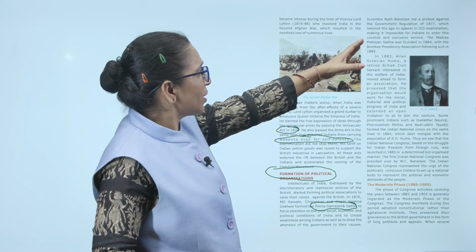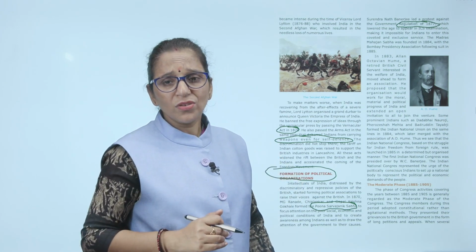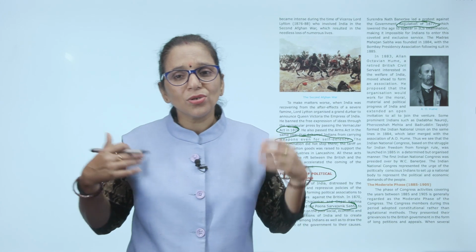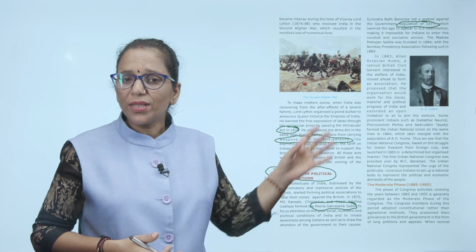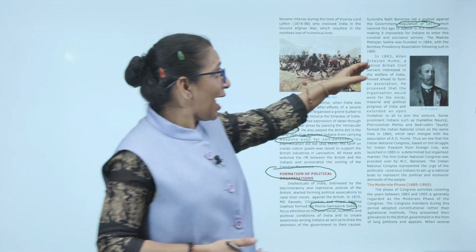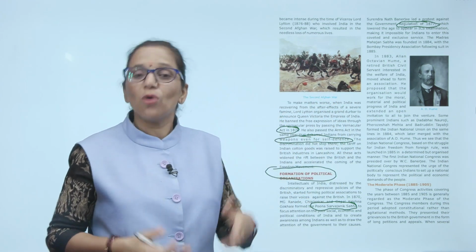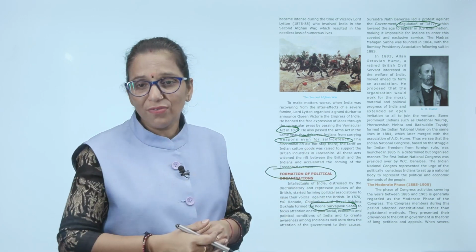Now Surendranath Banerjee led a protest against the Government Regulation Act of 1877. This was another act, the Regulation Act, which lowered the age to appear in the ICS exam. This is very horrible. If you lower the age for the exam, they want that Indians should not be able to participate in this exam. The Madras Mahajan Sabha was founded in 1884, with the Bombay Presidency Association following suit in 1885. Though they lowered the age for the ICS exam, many Indians still qualified. Now what will you do? Surendranath Banerjee was thrown out. But the other Indians also qualified the exam.